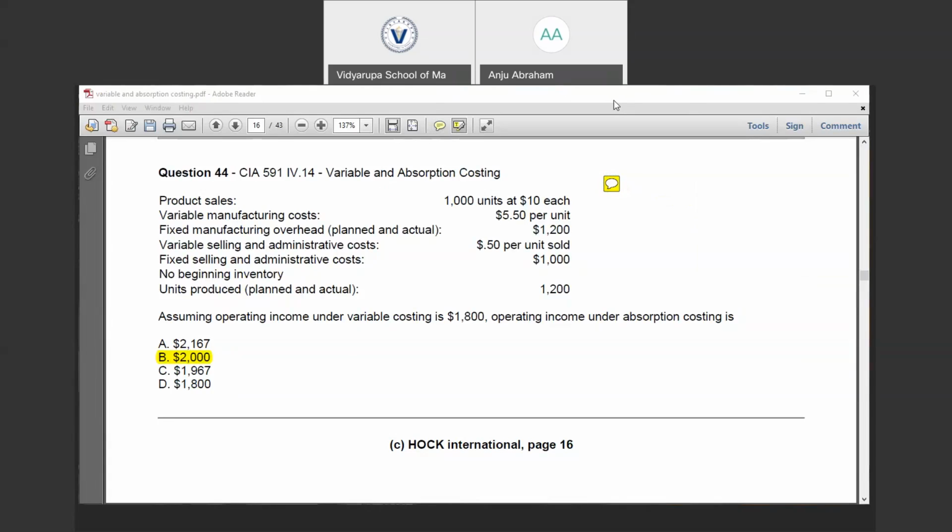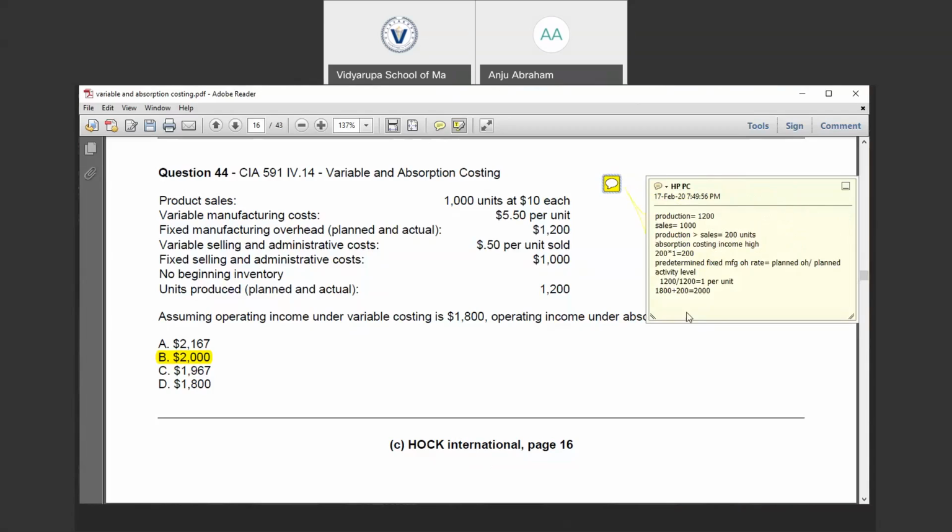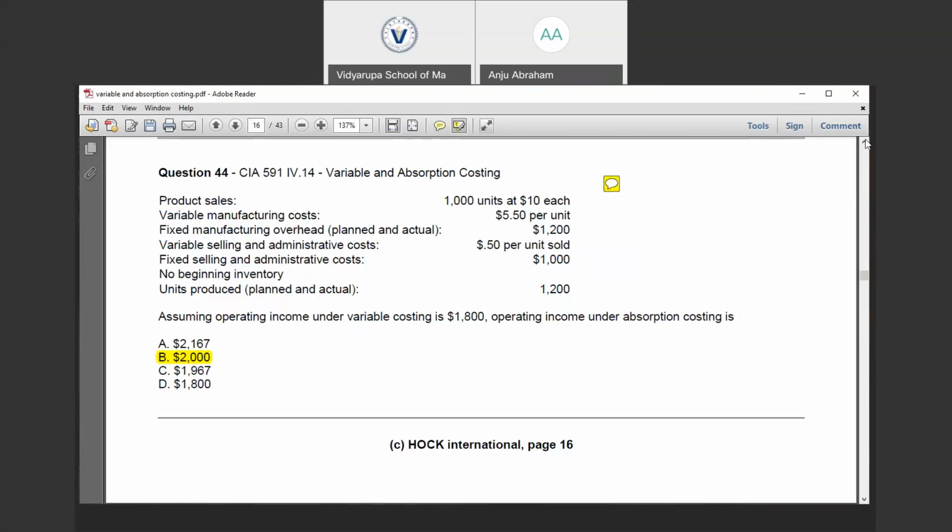Is it clear? Yes. Let's move forward to the next question.